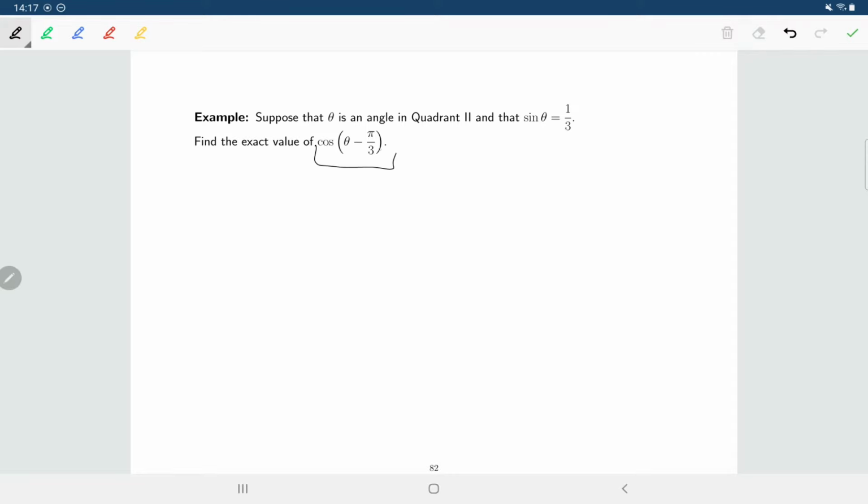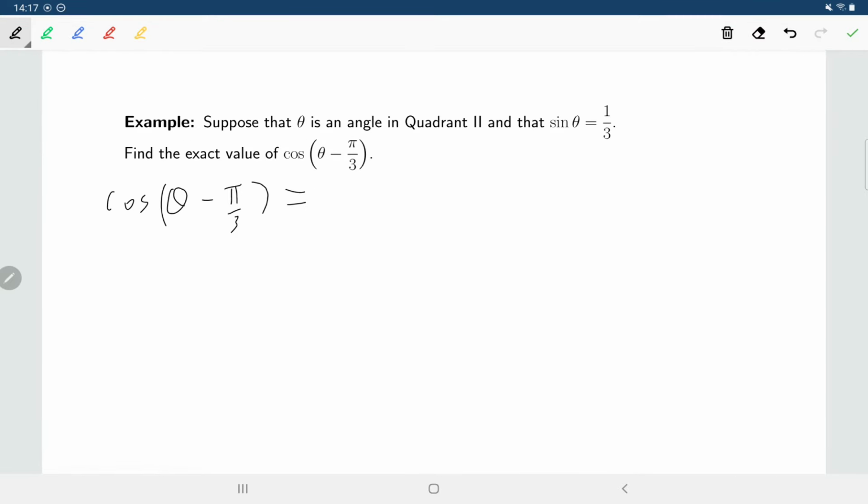So the first thing that I'm thinking about here is if you're looking for cosine of theta minus pi over 3, that's cosine of one angle minus another. So we know that we could just use our difference identity for cosine, that it would be cosine of the first angle times cosine of the second plus sine of the first angle times sine of the second. And that means that we've got some things that we already know. We know what sine theta is. That was given to us as a third.